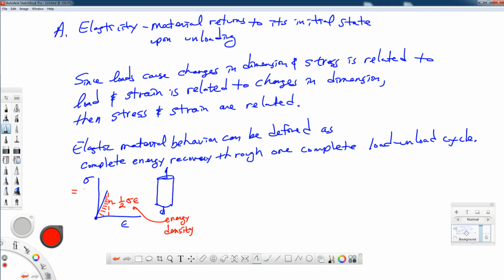Of course, the stress is the force divided by area, and strain is the change in length divided by a length. The area times the length gives us a volume, and the force times the change in length is an energy or a work type of term. So the alternative definition of elasticity then is that when we load it up, we're putting energy into the material, and when we're unloading it, we're recovering that energy out of the material.